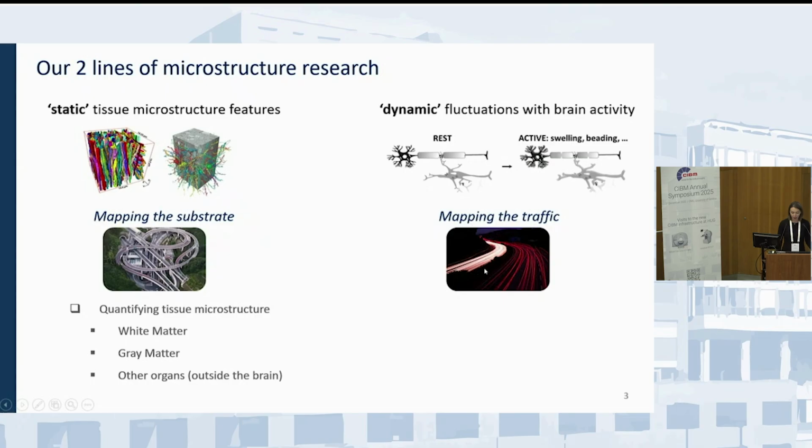And the other part of our research is about exploiting dynamic fluctuations of microstructure with brain activity to actually map the information or the traffic that travels through the brain. And so to this end, we developed diffusion functional MRI as a complementary fMRI contrast to the more typical BOLD that relies on hemodynamic coupling.